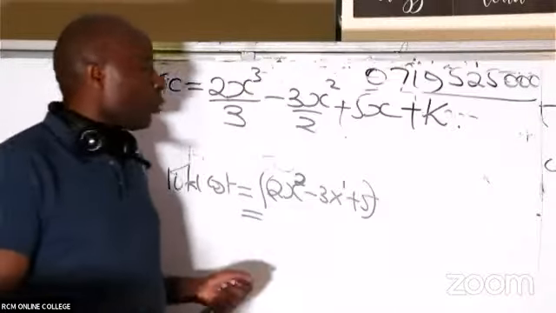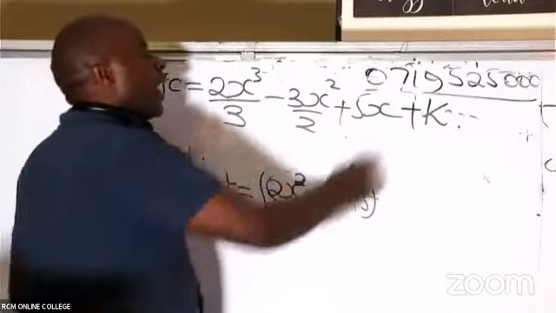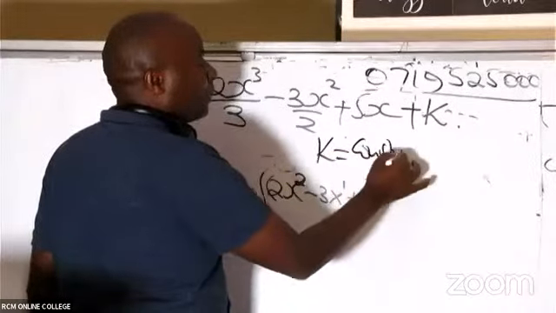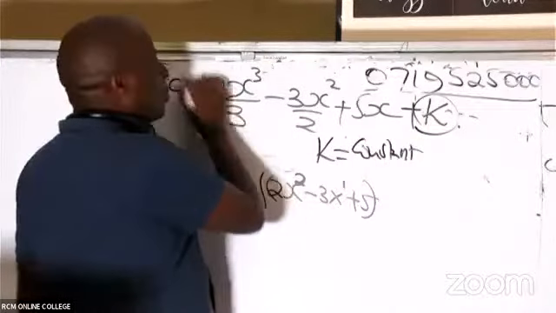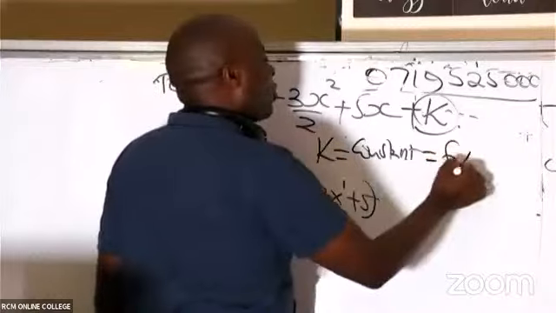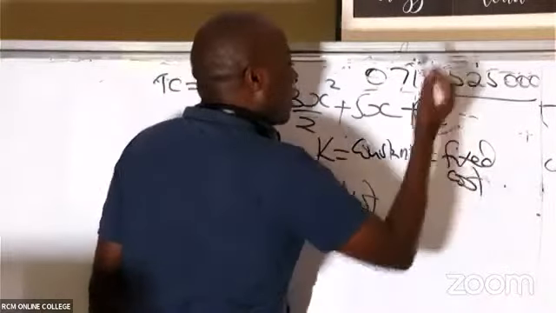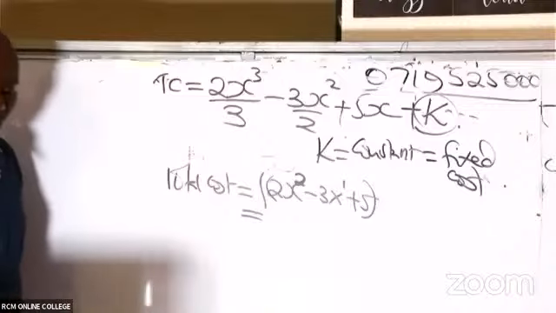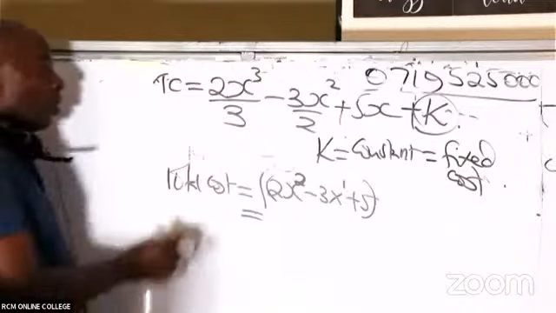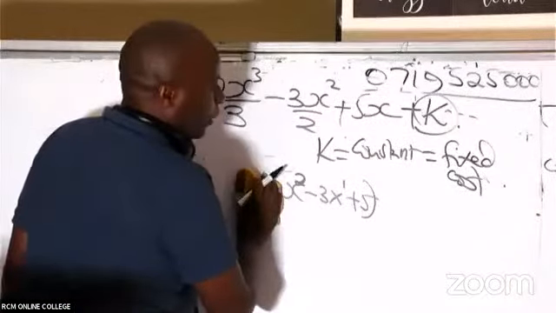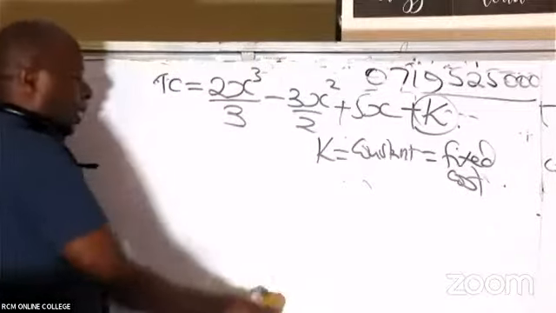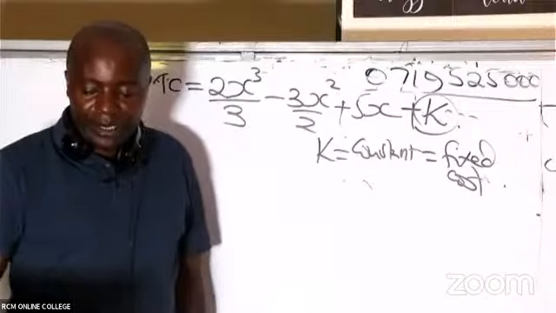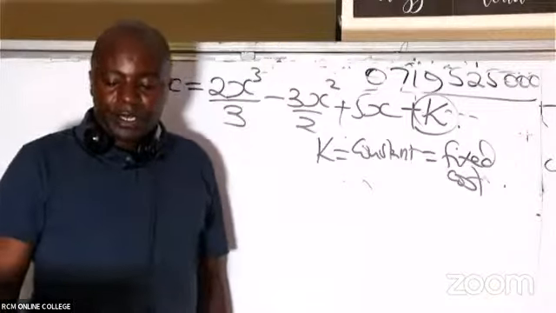But now we need to appreciate one thing. Whenever you see K, it is a constant. In terms of cost, this constant is what we shall call fixed cost. Your examiner indeed has given you the fixed cost here.